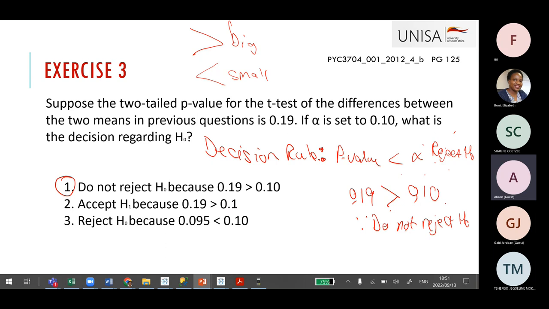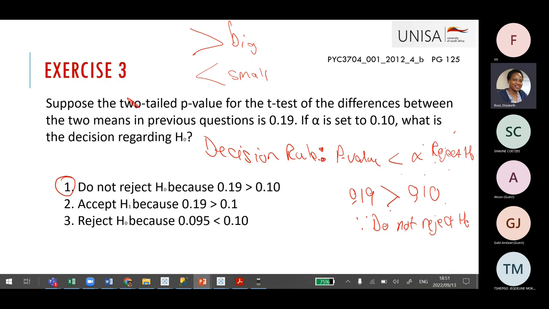Why, because it's a two-tailed test, did you not divide it by two? Because we are not asked to make a decision based on a one-tailed test. We are given the p-value for a two-tailed test, and we are asked what the decision will be. We just make a decision based on the p-value.